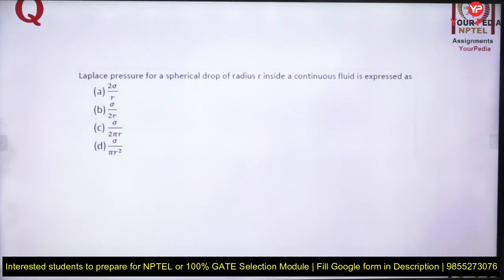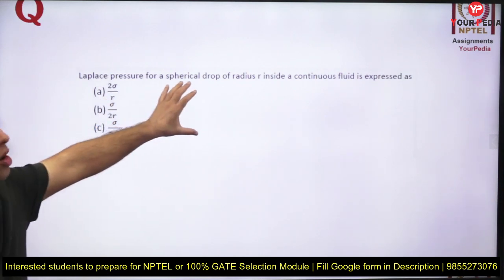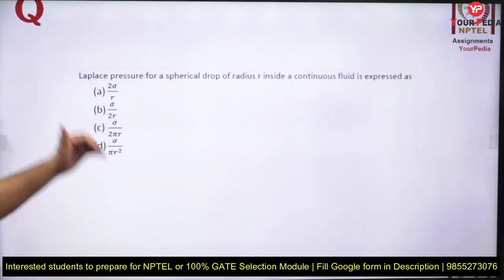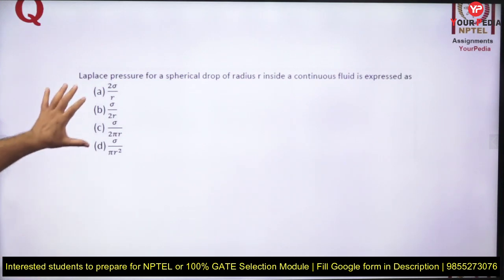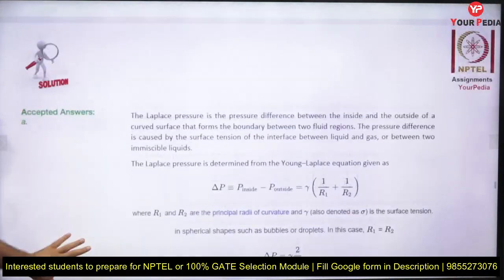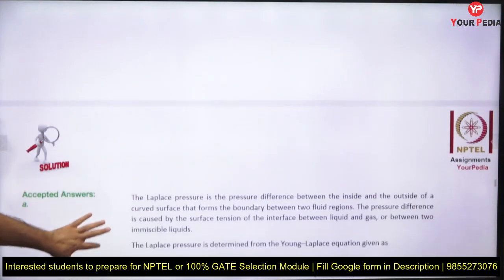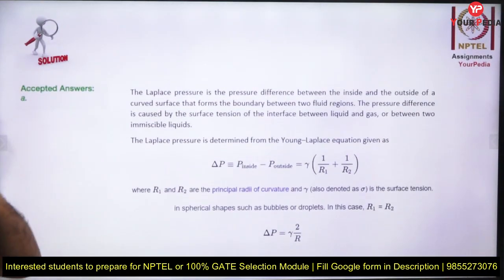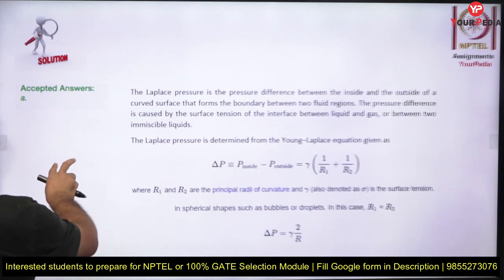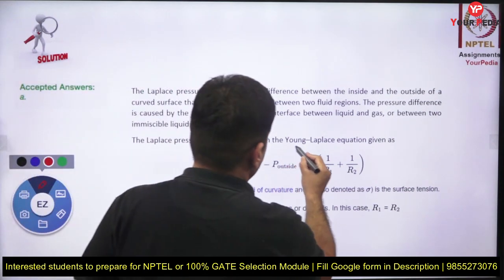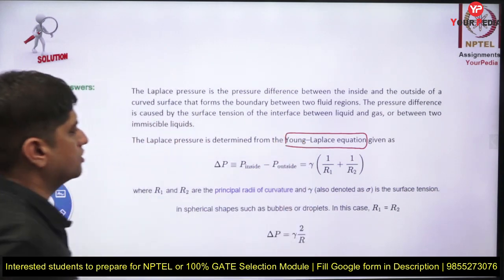We have already derived this formula for a spherical drop, and then for a bubble. 2 sigma by r is for a drop, 4 sigma by r is for a bubble, where r is the radius and sigma is the surface tension. But now, this is an NPTEL question, and they are very simple questions. Laplace pressure is a term students normally do not study, and there is also a Young-Laplace equation which students normally do not study. But in many exams this equation is asked, and then students get confused about what this equation is.